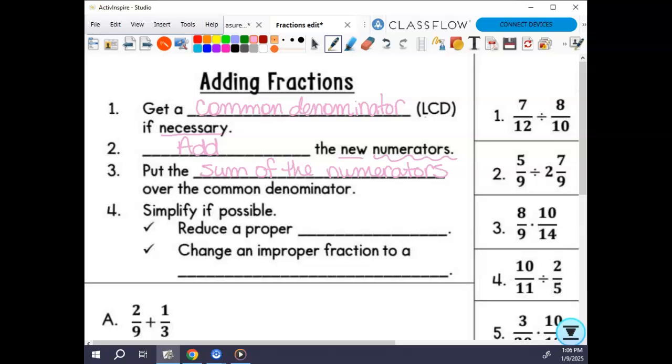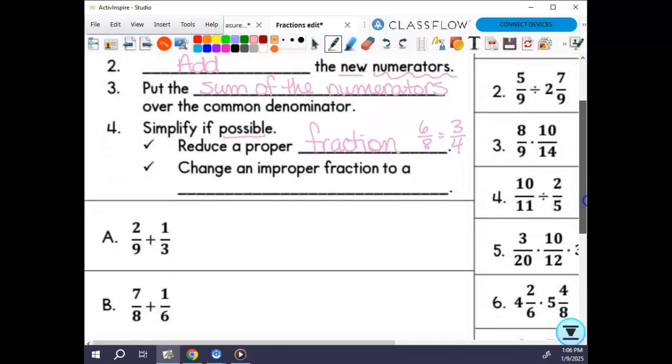Then, if possible, okay? So we reduce a proper fraction, which, let's do a little example here, would be like 6/8 would then become 3/4. Want to make sure you understand the difference between a proper and an improper fraction and a mixed number, all that good kind of stuff.